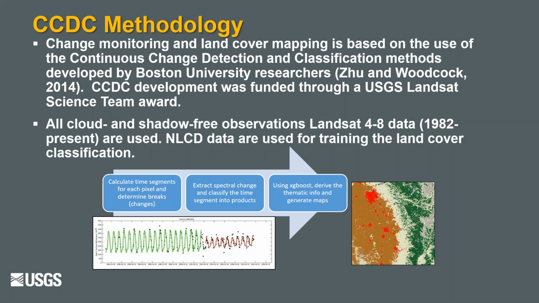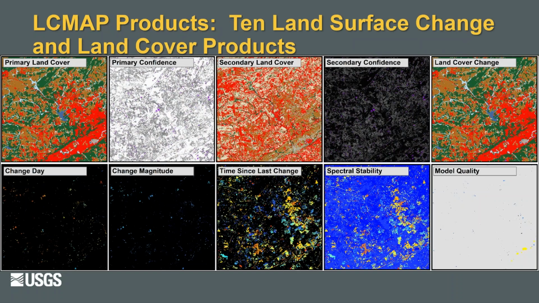And then at that point, we have all of these change coefficients for each pixel, and we use the XGBoost, which is a regression tree classification tool, machine learning classification tool, to derive the thematic information, the land cover information, and generate maps. And what you see on the right is an example of one of our data sets. Although you've already seen some data because I showed you the animation at the beginning.